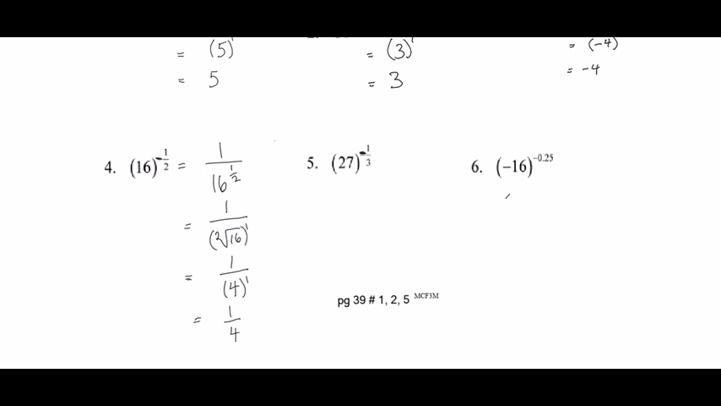So 27 to the negative 1/3. Follow the same steps that we did before, and you'll get the following. So you'll notice I get 1 over 27 to the 1/3 in order to remove the negative exponent. The next thing we have to do is change our fractional exponent into its radical form. So we put the third root of 27 all raised to the 1 on the denominator. And we do the same, and we go through the rest of the calculations.